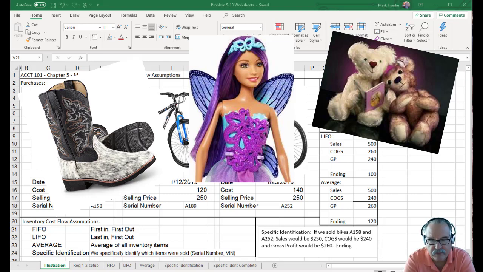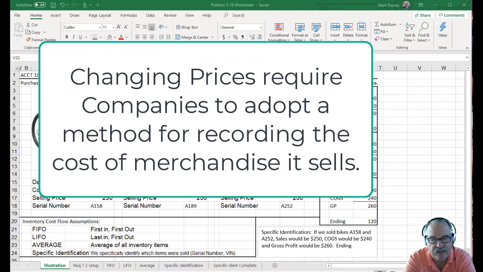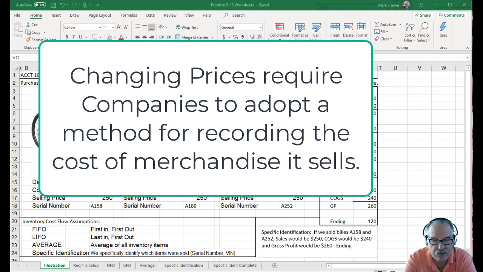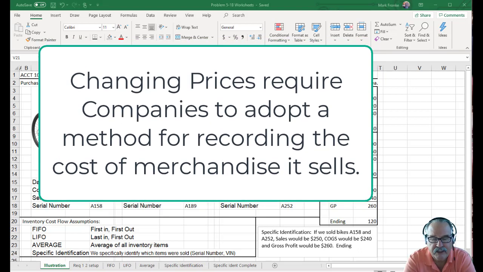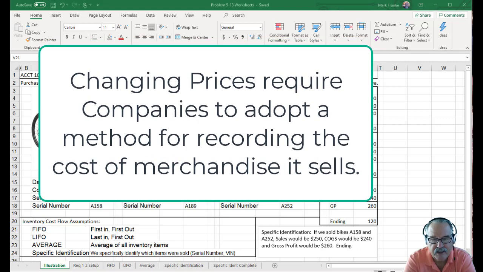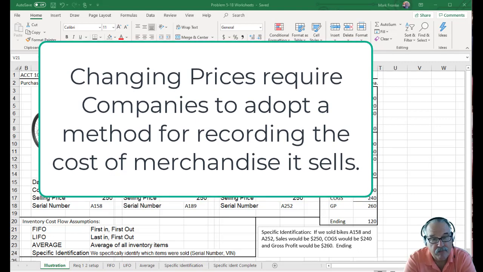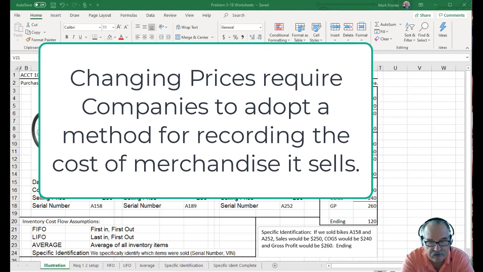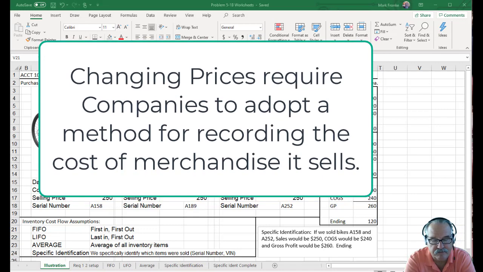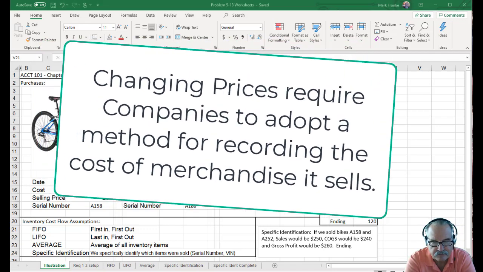And the reason we have to deal with this is because we need to have a systematic way of tracking the cost of these items. If we lived in a world where there was no inflation, which means there were no changes in prices, this wouldn't be necessary. But that's not reality. We do live in a world where prices change, and they can go up or they can go down.